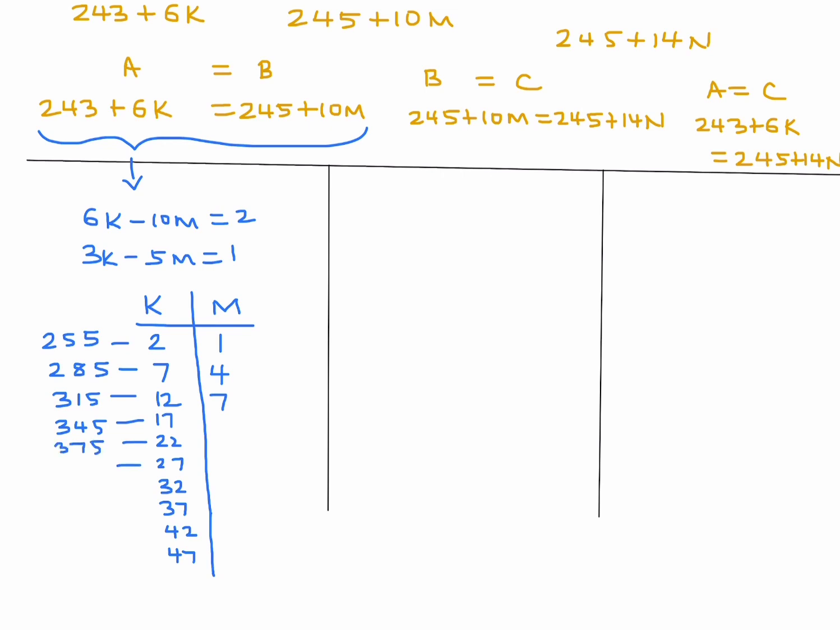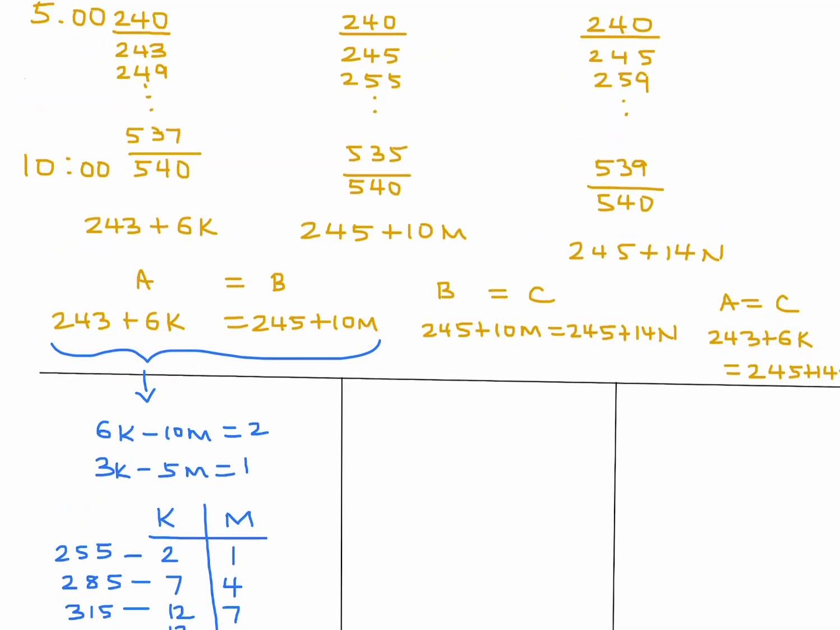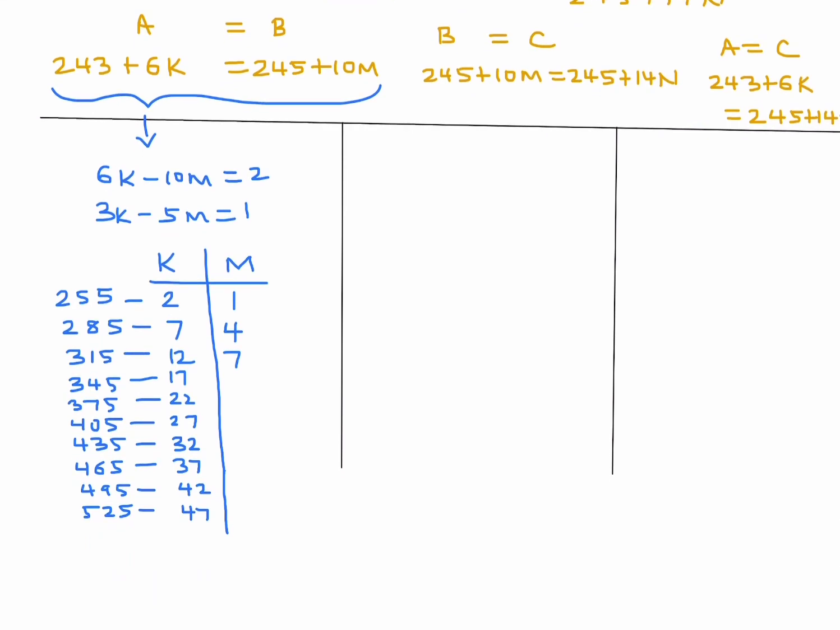375, 405, 435, 465. Are we adding 30 every time? Yeah, I could have just added 30 every time. 495 and then 525. Okay. So how many did I get? Because if I go another 30, I'll be at 555, and that goes above my boundary, which was 540. So I got to stop at 525. All right, so how many did I get here? 1, 2, 3, 4, 5, 6, 7, 8, 9, 10. All right, 10 times that bus A meets bus B.